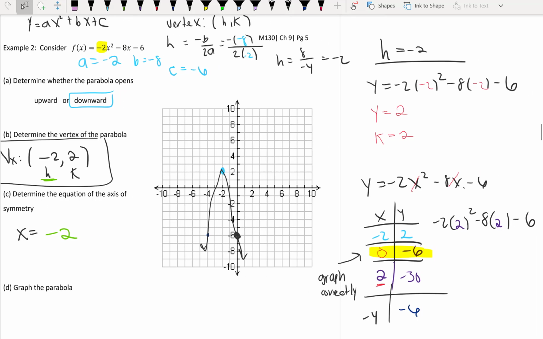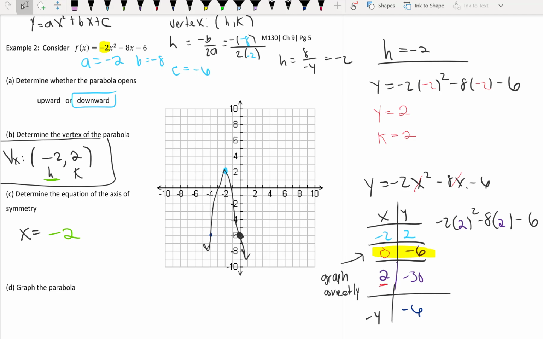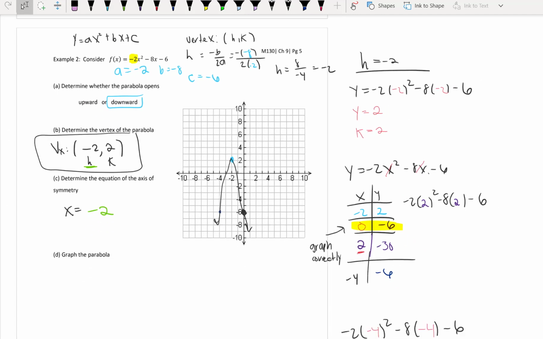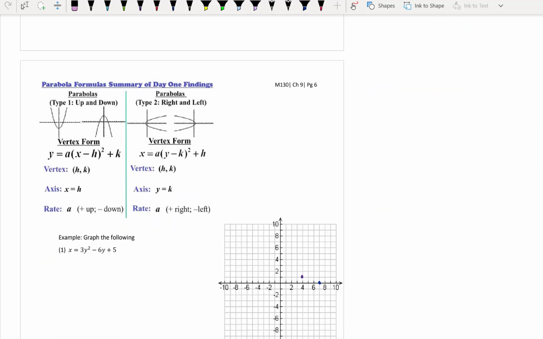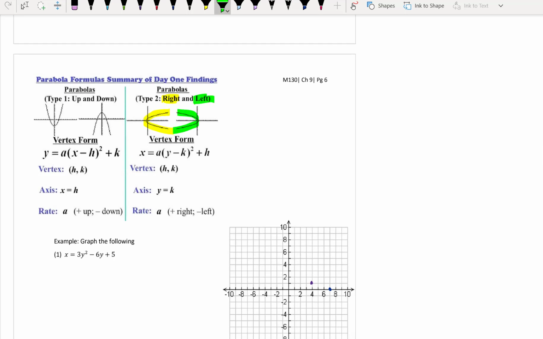Slow down if you think you're going too fast and making mistakes. That's what happened to me. Page 6, we now revisited parabolas that go up and down, and now we have parabolas that go to the right and parabolas that go to the left.